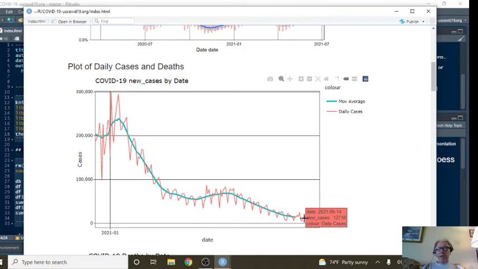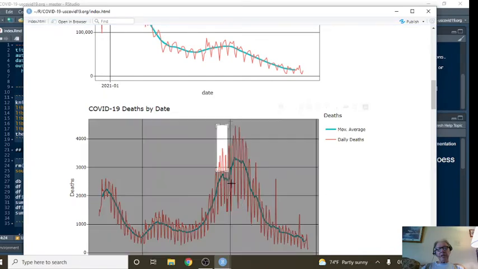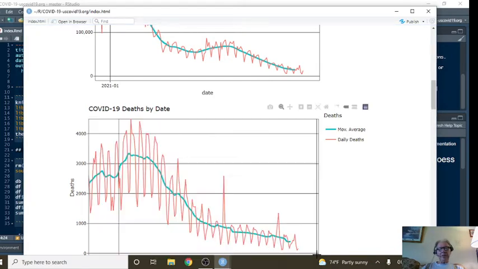you had 12,710 cases. As of June 5th, you had a 7-day average of 14,593 cases. Okay. Now let's take a look. So that's good news. So here's the rest of the good news.